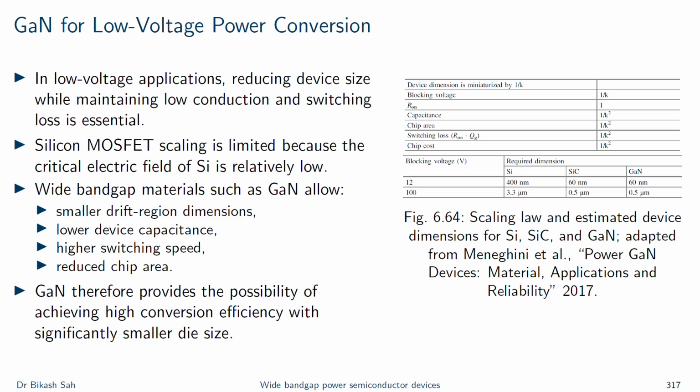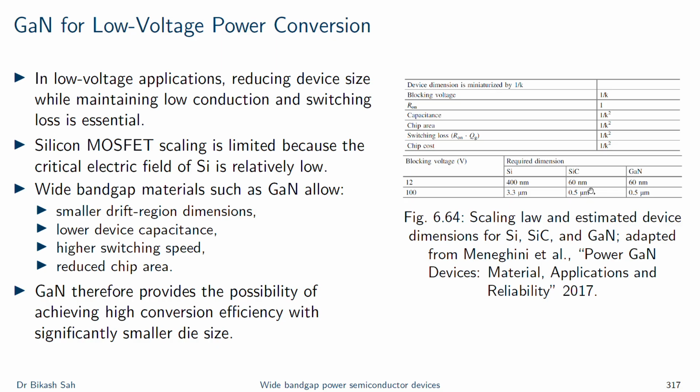Silicon MOSFETs have been optimized for decades, especially through trench and superjunction structures. However, you have to remember that silicon scaling has a bottom limit because its critical field is relatively low. GaN allows smaller drift dimension and lower capacitance at the same voltage rating. This is what exactly you can see in this table.